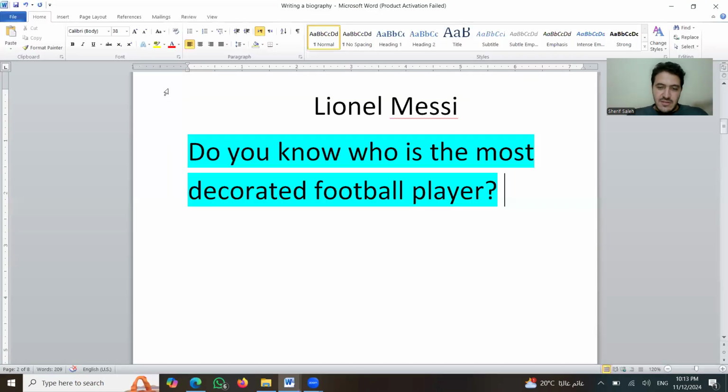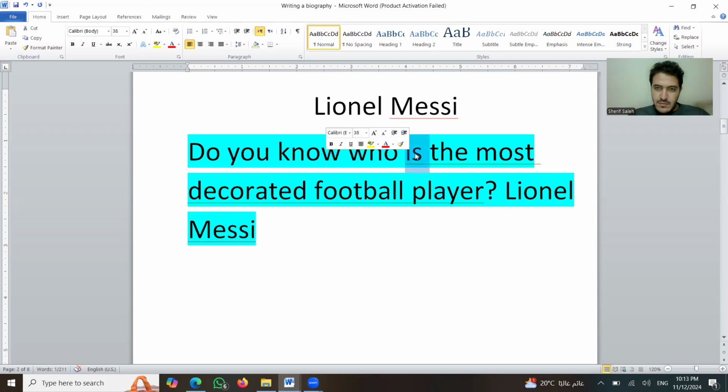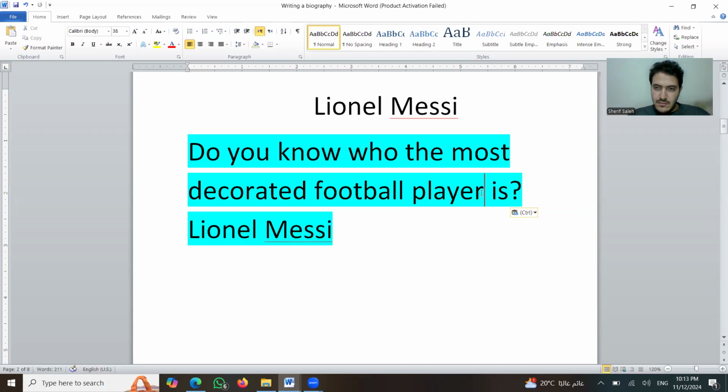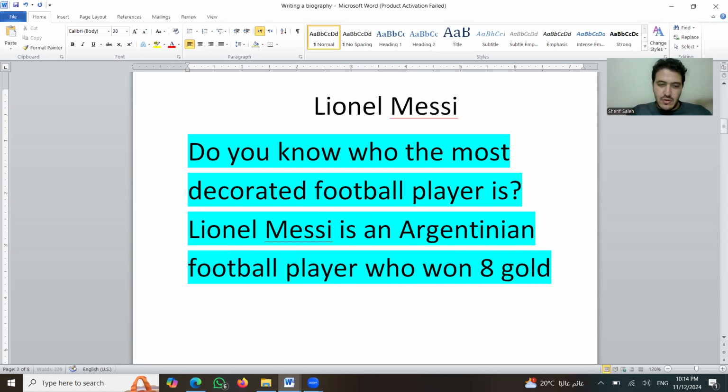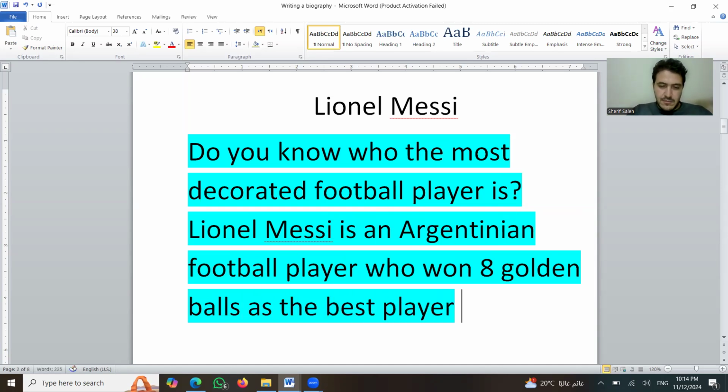We'll say Lionel Messi. So here is a small mistake, so we'll just fix it. Do you know who the most decorated football player is? And then Lionel Messi is an Argentinian football player who won, let's say, 8 Ballon d'Ors, or I prefer to say Golden Balls, as the best player in the world.